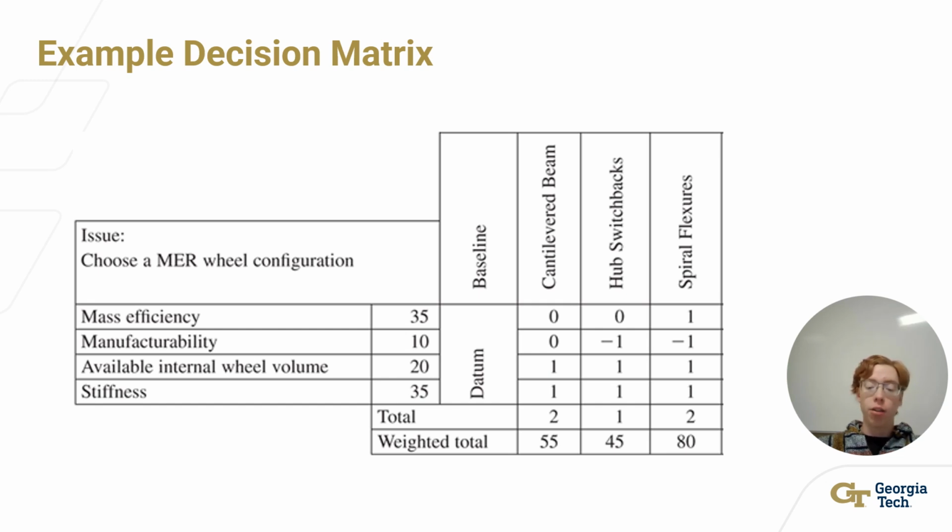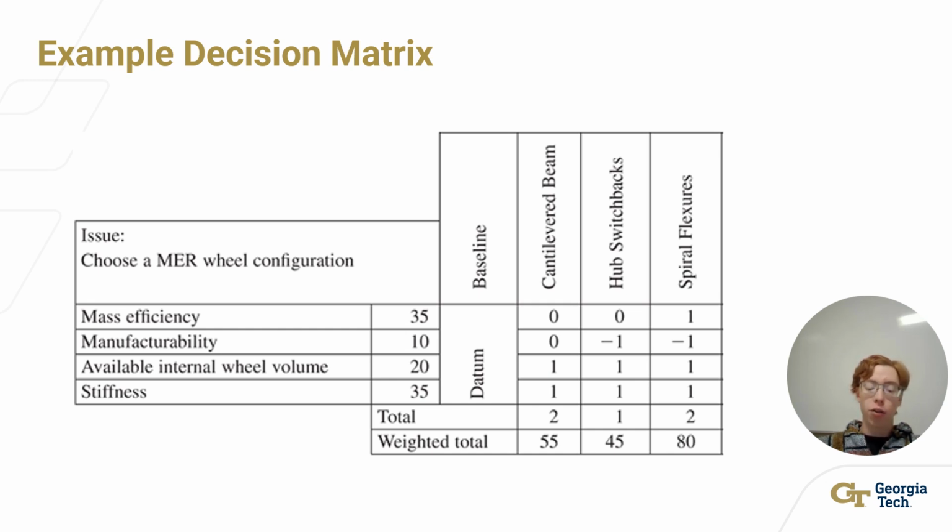This is because it's easy to have all of the criteria at a high importance, and this forces a more complete look at what's actually most important. Spiral flexures have the highest weighted total, so this would be a good concept to select. If multiple concepts have a similar weighted total, it may be beneficial to investigate both further.